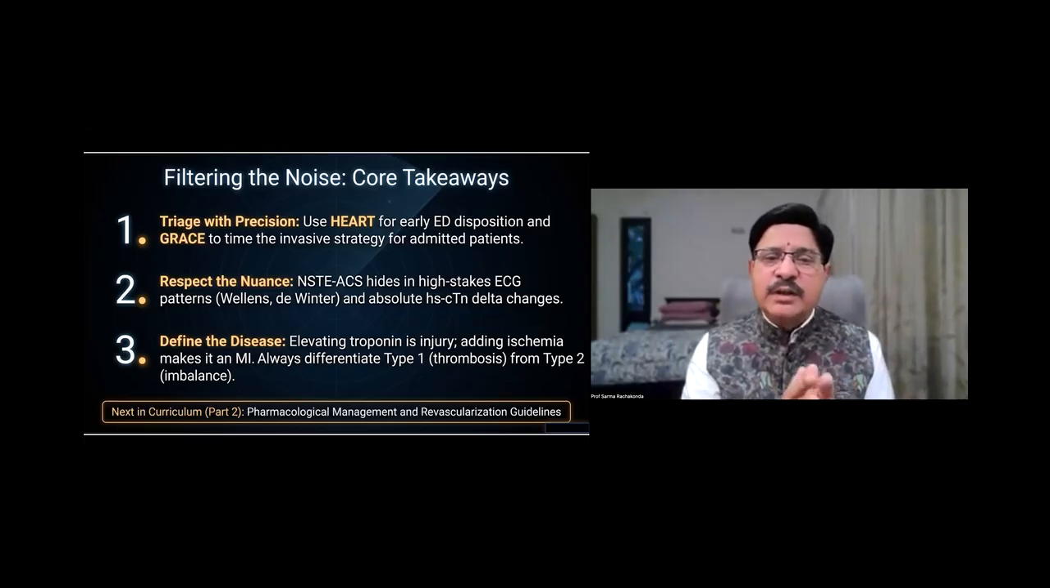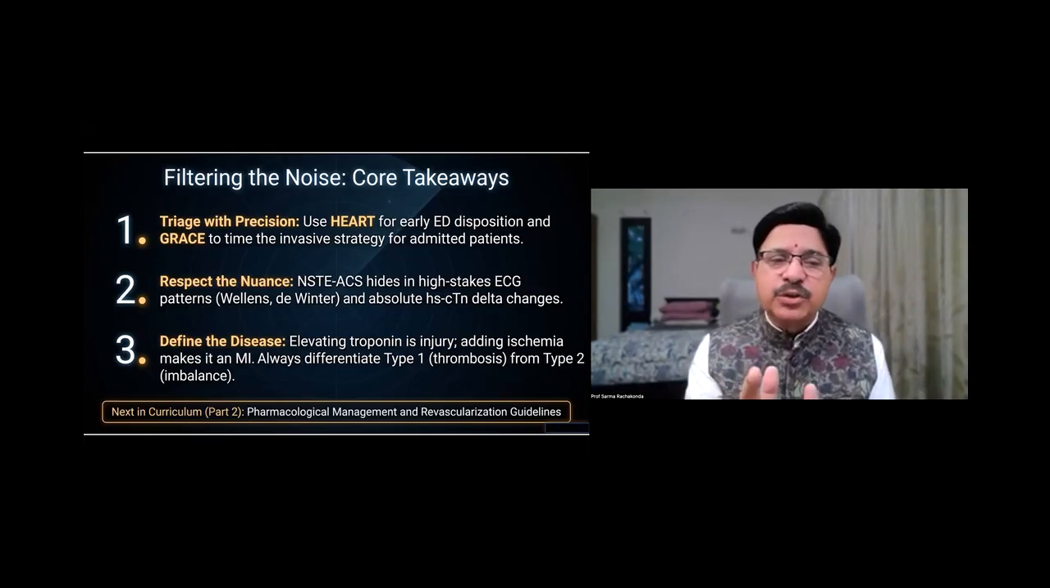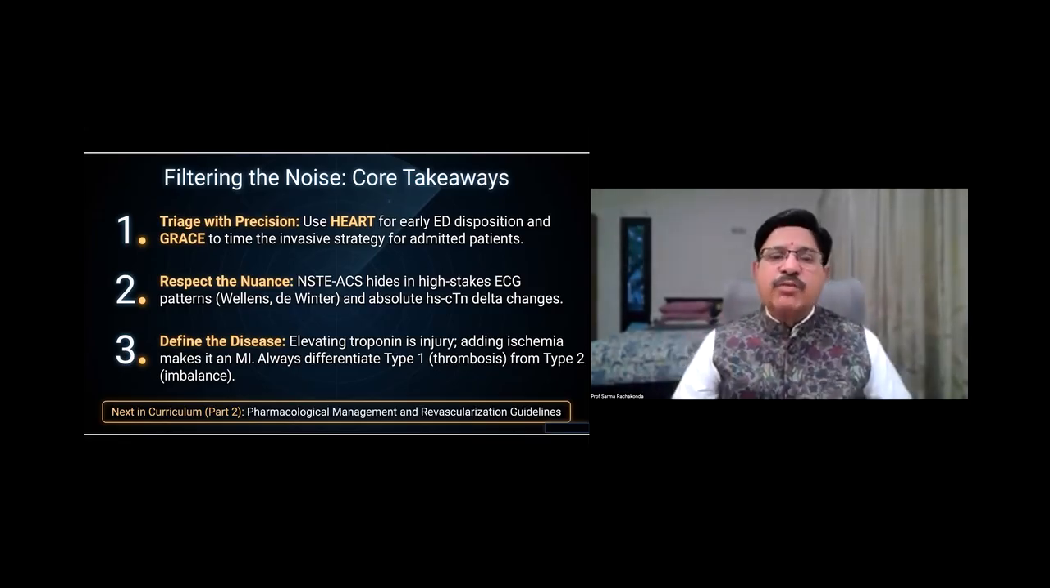Define the disease. Elevated troponin is injury. Adding ischemia makes it myocardial infarction. Always differentiate between plaque rupture and thrombosis, type 1, and oxygen supply-demand mismatch, type 2. This is all the takeaway from the first part.